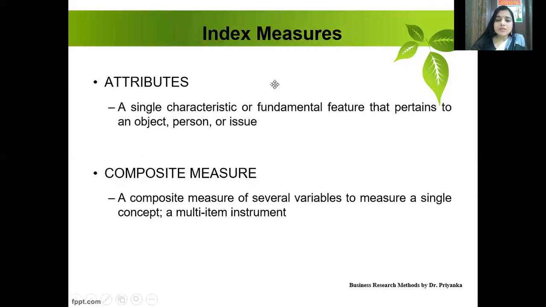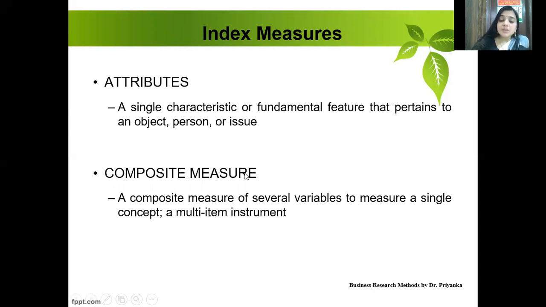Then how would you measure indexes? It is very important because we are going to do that in case of data analysis. Attributes are a single characteristic or fundamental feature that pertains to an object, person, or an issue. So you know that we are talking about a person's or an object's characteristic when we talk about attributes, right? We will be talking about attributes when it comes to attitude measurement in the next video.